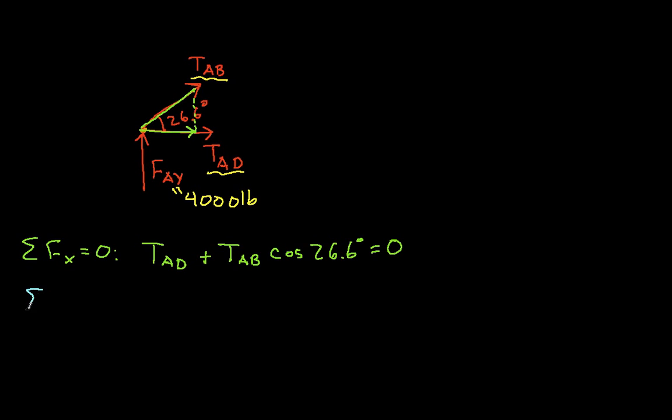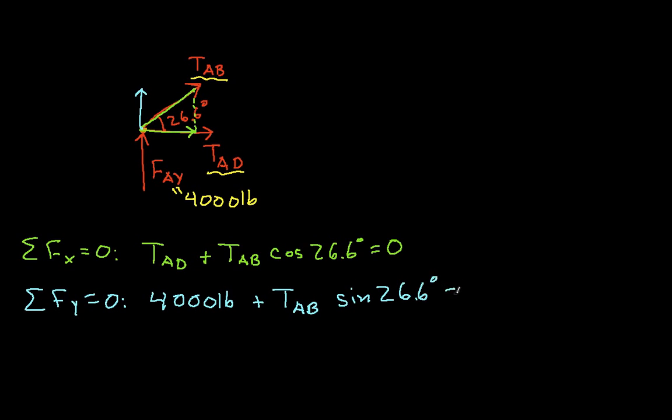The sum of forces in the y direction, that also has to equal 0. Well, I have 4,000 pounds, which is FAY, and then I have plus TAB, and the component in the vertical direction is going to be TAB sine 26.6 degrees, and that's equal to 0.